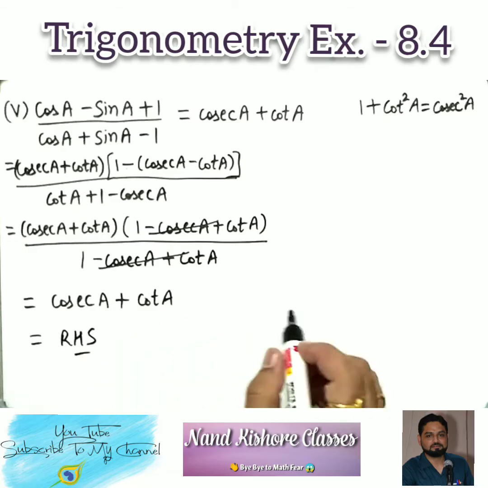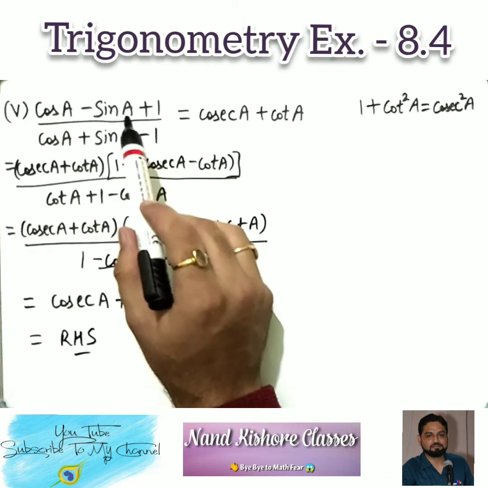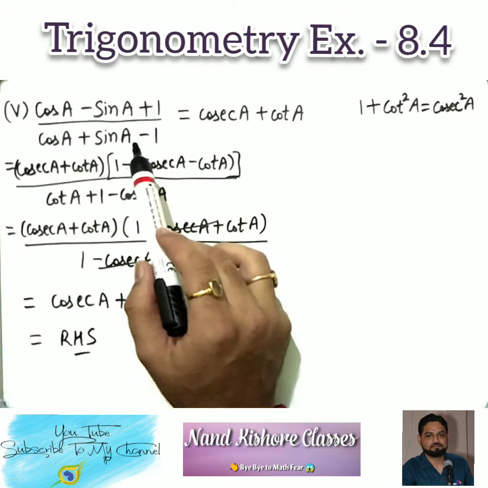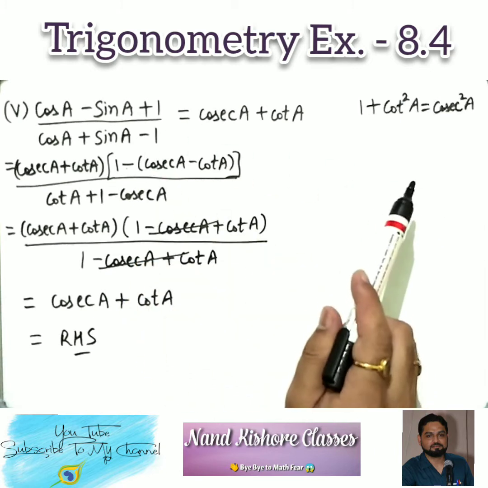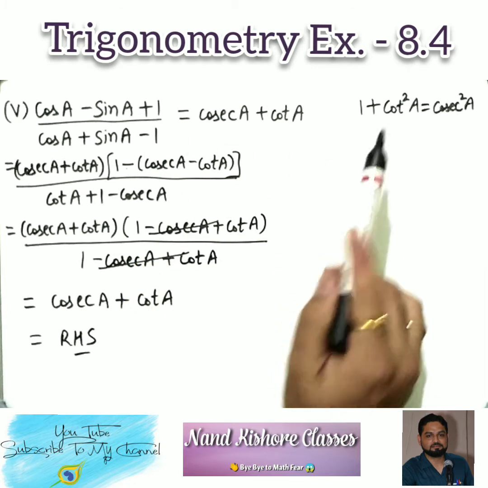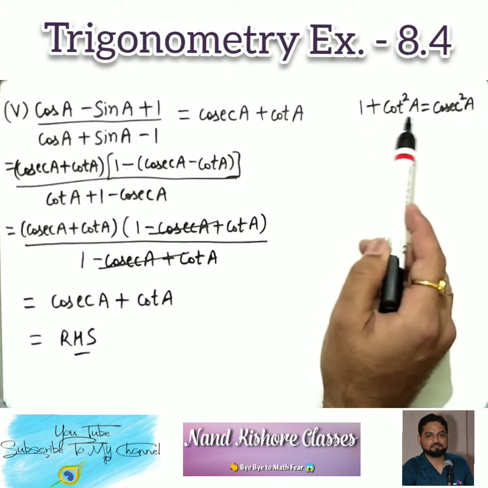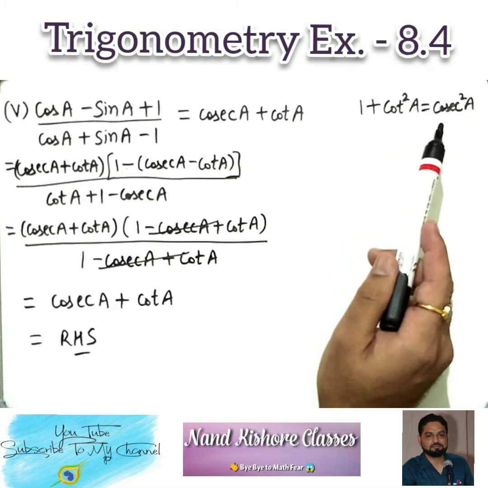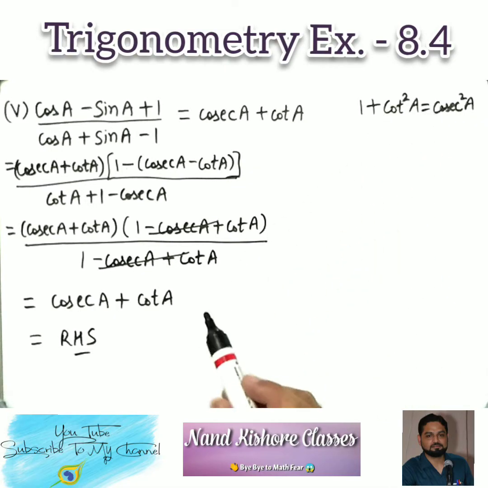So this question was a bit tricky. The first trick was dividing numerator and denominator by sine A. And the second trick which came in between was putting the value of 1 using this formula, 1 plus cot square A is equal to cosecant square A. I hope you are clear with this question. Let's move to the next part.